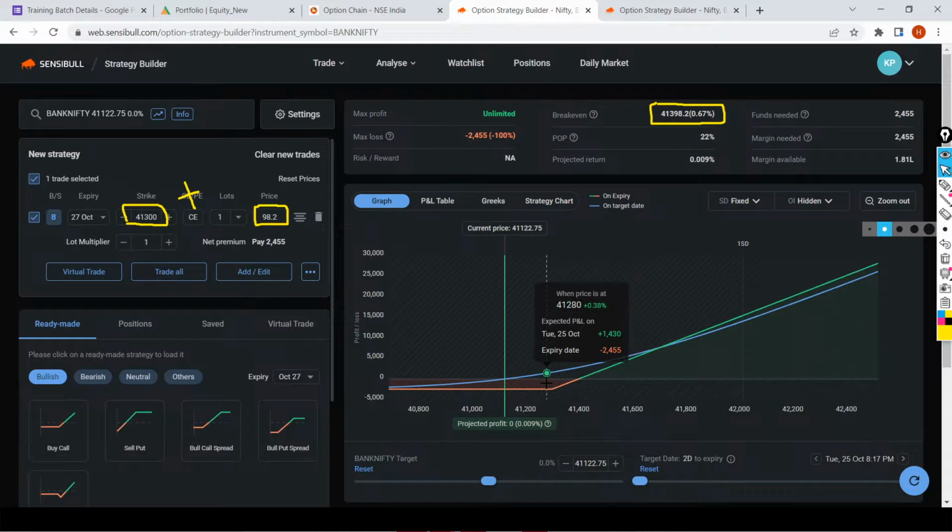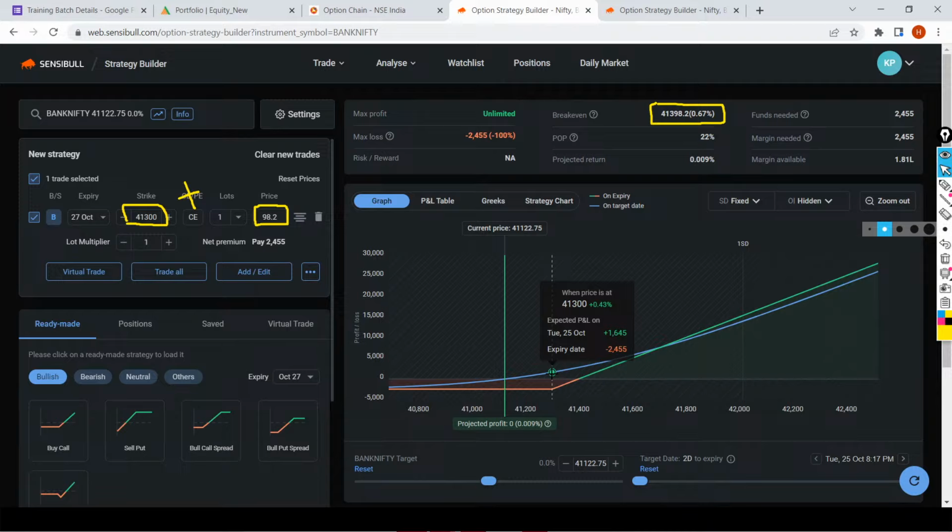But tomorrow, if the market makes a move to 41,300, which is less than your break even, try to understand, friend. I'm not trying to make it complicated, maybe for a few it will be. Even though your break even is 41,400, if tomorrow, Tuesday, the market makes a move to 41,300, you will still get a profit of 1,645. Are you with me?